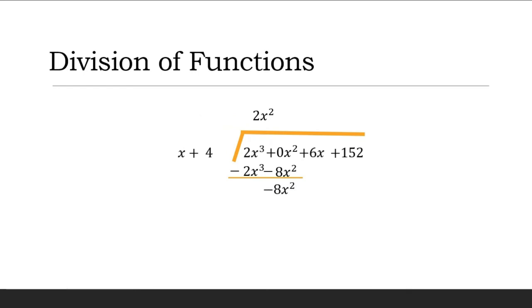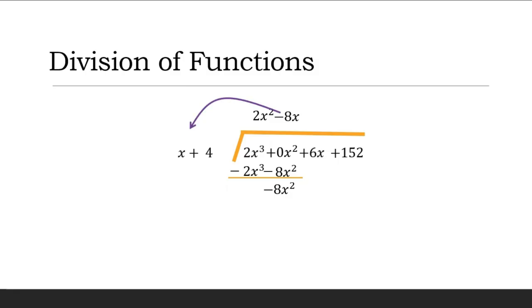Change the sign, then add. 2x cubed minus 2x cubed is 0, so no need to write. 0x squared minus 8x squared is negative 8x squared. Repeat again the first step we did earlier, so divide negative 8x squared by x. So the answer is negative 8x.